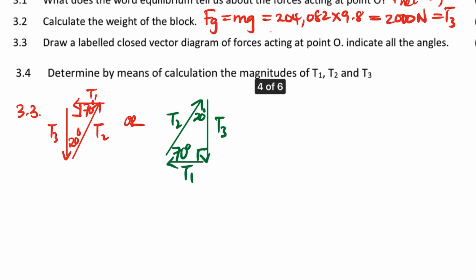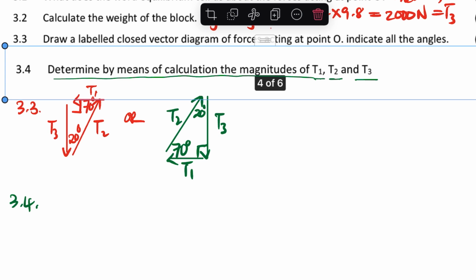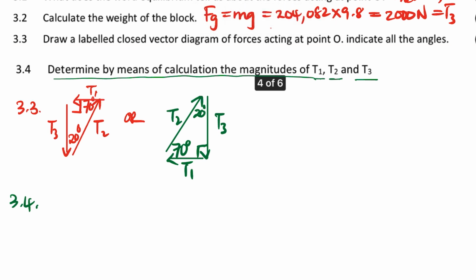Now let's do 3.4, which is the last question. It says determine by means of calculation the magnitude of T1 and T2. It's quite a lengthy exercise. It's 5 marks. So we're going to use the trig ratios. That's one thing that you need to remember: I have 2000 newtons for T3, so I'll use what I have.